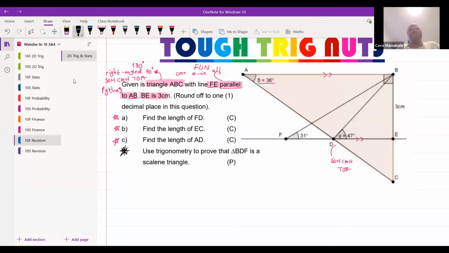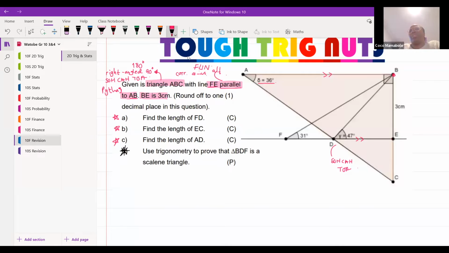Okay, so I've been racking my brain over this question. I decided to use tan for this triangle right here. We used the 3 centimeters from BE, and I used my angle F, which was 31 degrees. Here's how we're going to put it.